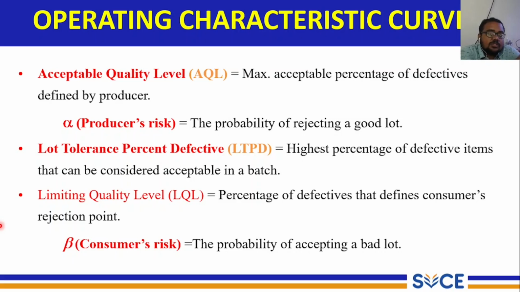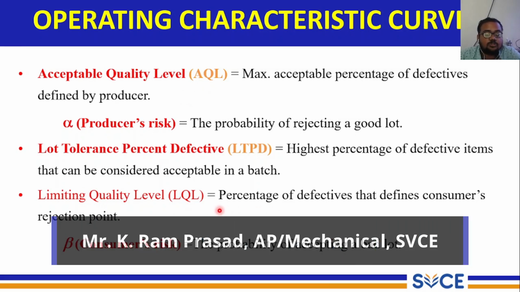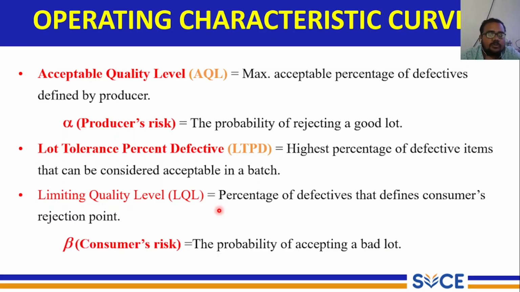I'll come to alpha and beta separately. Now, what is LTPD? LTPD is lot tolerance percent defective, which is the highest percentage of defective items that can be considered acceptable in a batch. Now, what is LQL? AQL is acceptable quality level, LQL is limiting quality level. It is the percentage of defectives which defines a consumer's rejection point, beyond which the consumer will not accept. Right?